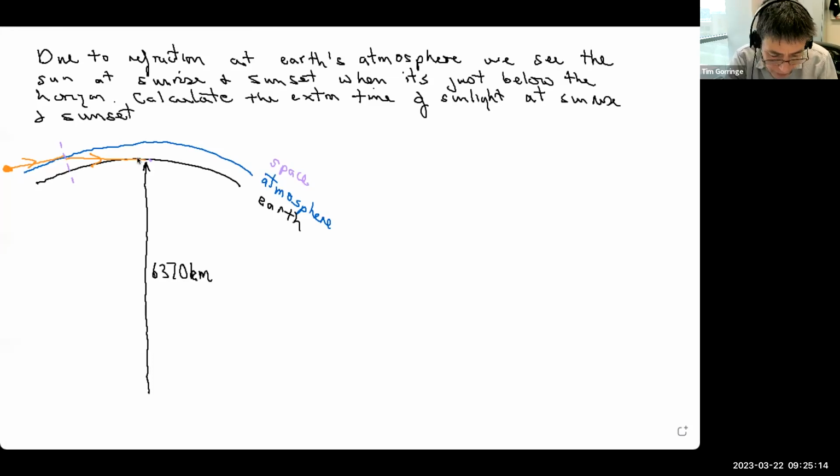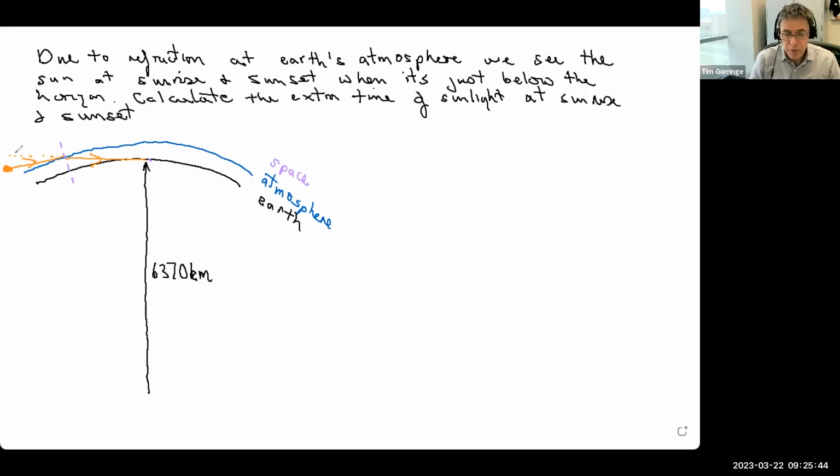If I was to extrapolate this horizontal line, which is the horizon, back towards the left, the sun is below that horizontal line. I'm seeing the sun when it's below the horizon. And we're going to calculate how far below the horizon it is. What we'll do is calculate the number of degrees below the horizon, and then we'll turn that number of degrees into how much time of extra sunlight we get.